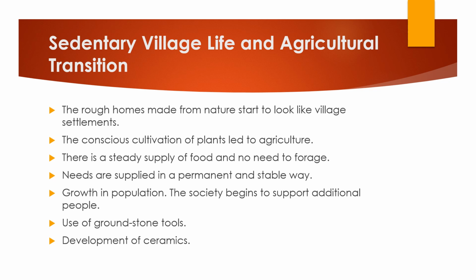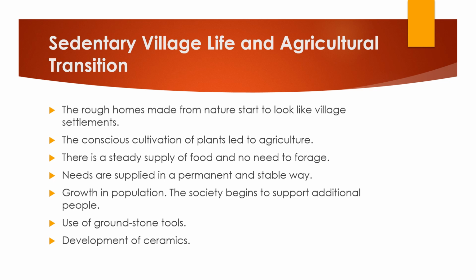There's the conscious cultivation of plants, which led to agriculture. There's a steady supply of food and no need to forage. Needs are supplied in a permanent and stable way. There's growth in population. The society begins to support additional people. There's the use of groundstone tools and the development of ceramics.